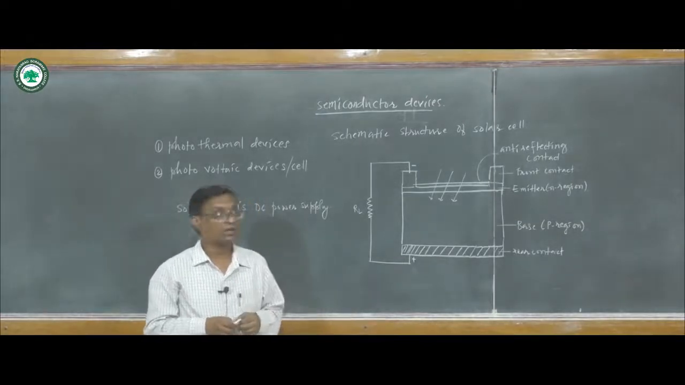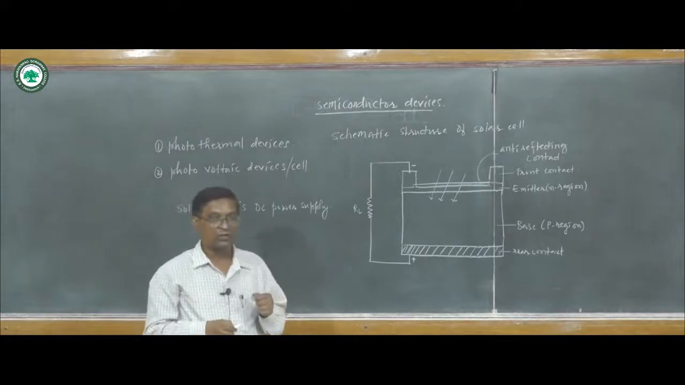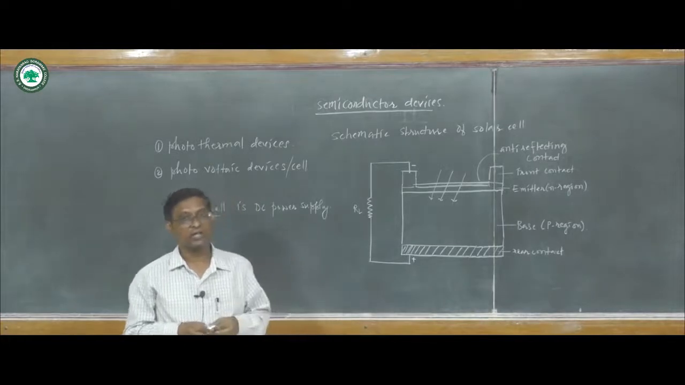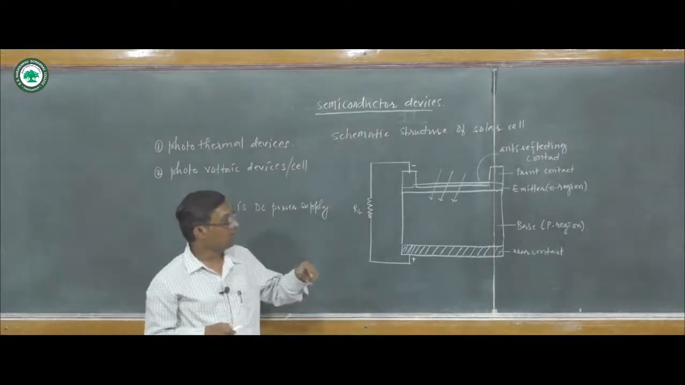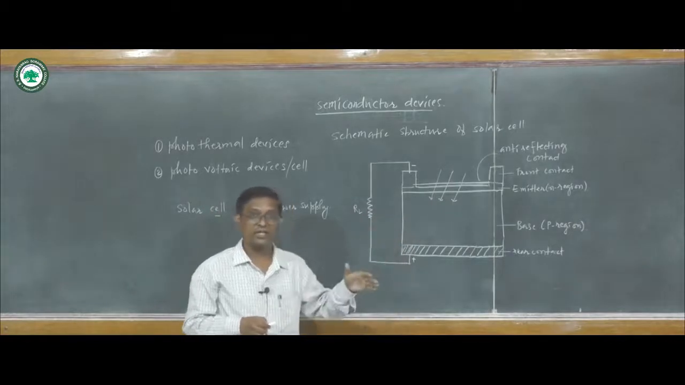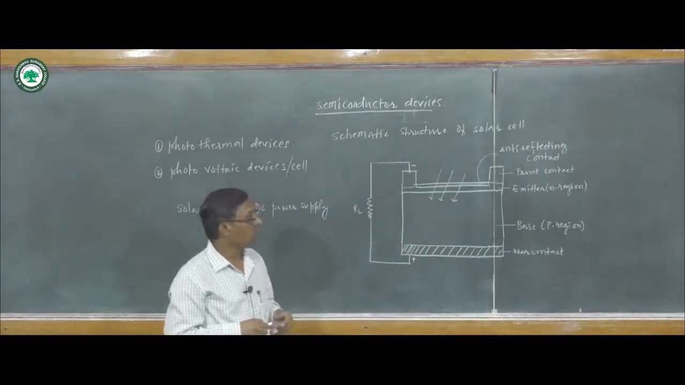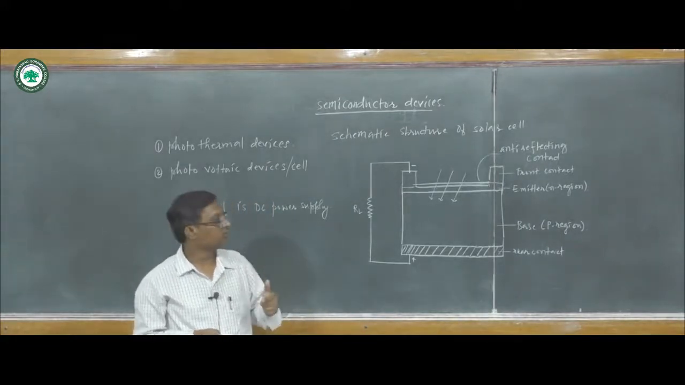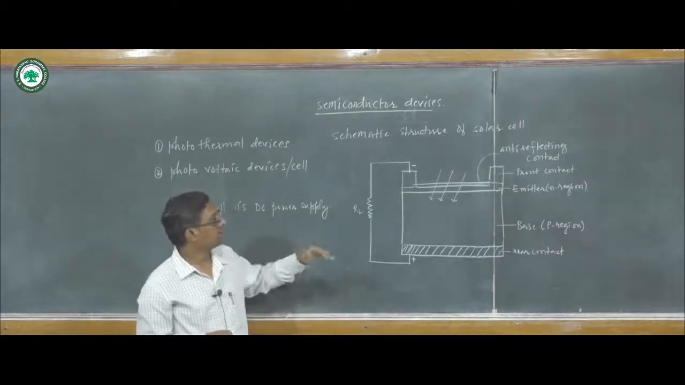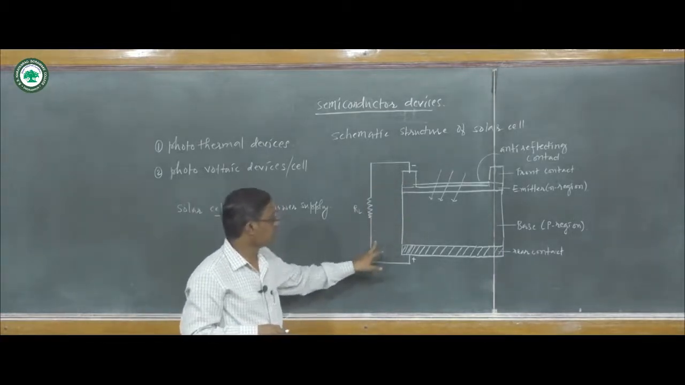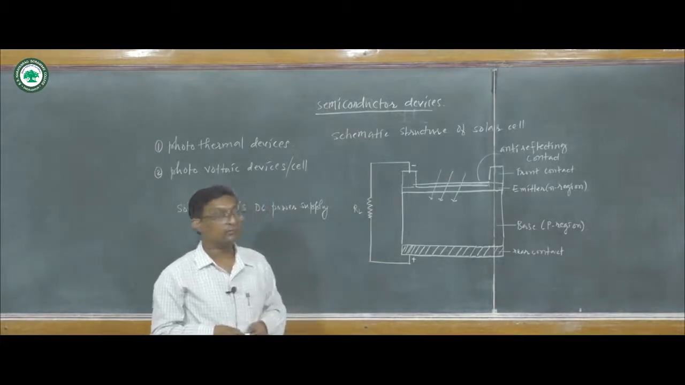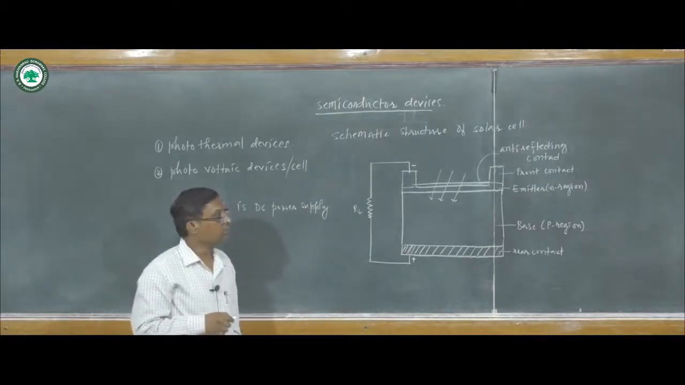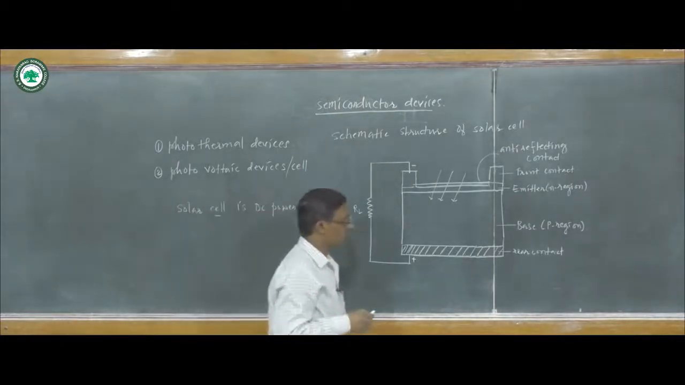The electron reaches the N-type region, and there it becomes the majority carrier, and the hole reaches the P region, and there it becomes the majority carrier. Then, when we apply the load, the current flows through the load and we get the power. Let us understand the working of the solar cell.